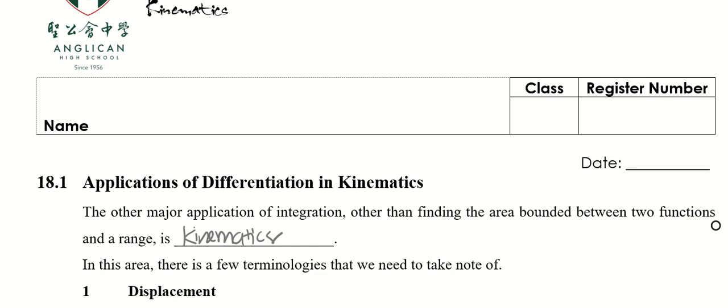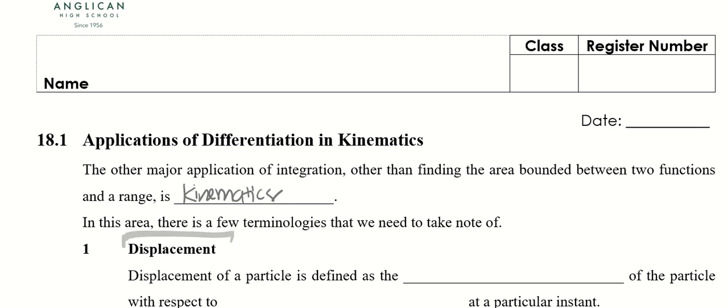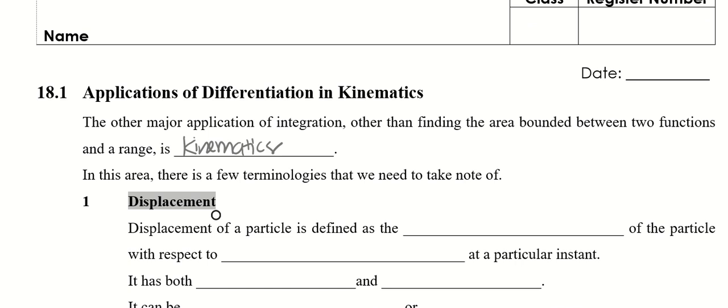The very first word that is familiar to us is displacement. What is displacement? Displacement is defined as the change in position of the particle with respect to what? With respect to a fixed point at a particular instant. In mathematics, that fixed point is usually denoted by O.